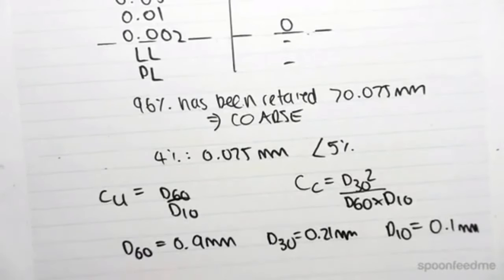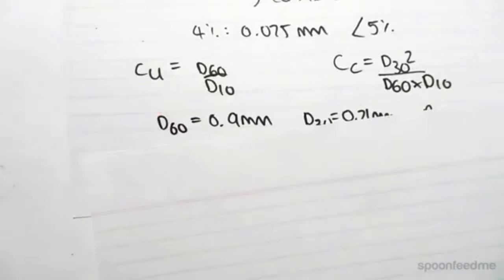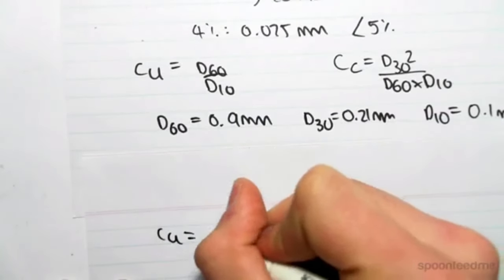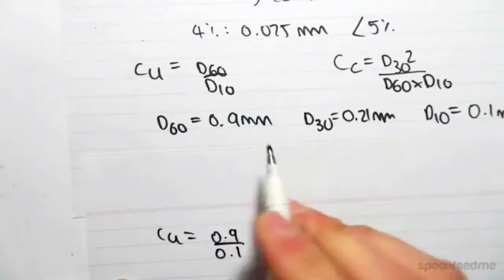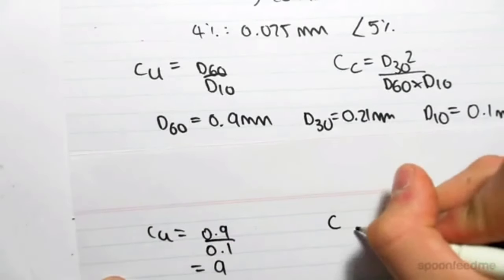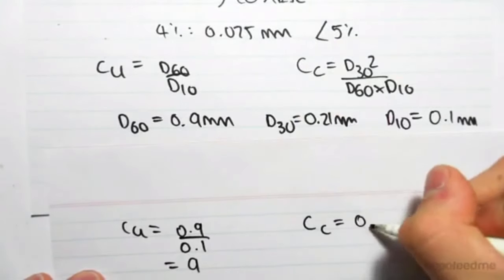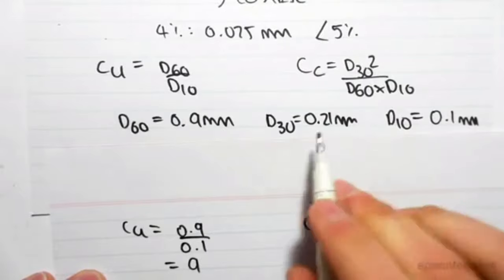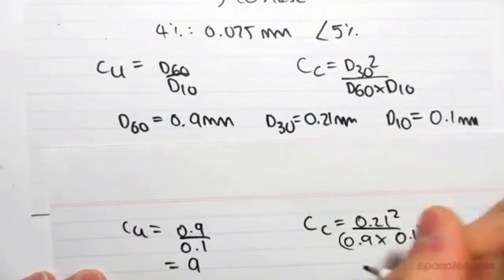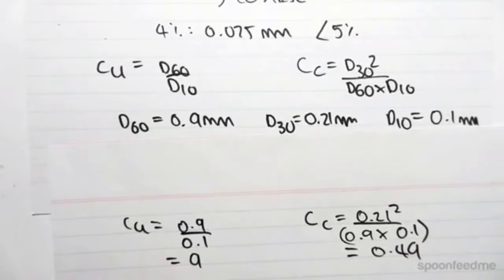Okay, so now we can work out the C subscript U and C subscript C terms. C subscript U is equal to D60 on D10, so that would be 0.9 on 0.1, and we'd work this out to be 9. C subscript C is equal to D30 squared, so 0.21 squared, on top of D60, which is 0.9, by D10, which is 0.1. And this will equal 0.49. So we're now going to use these two values in our flowchart.